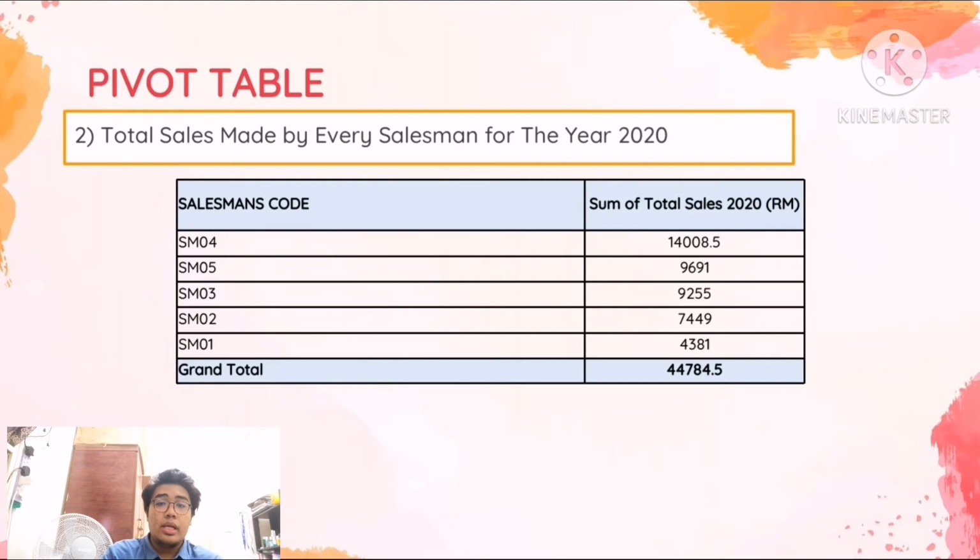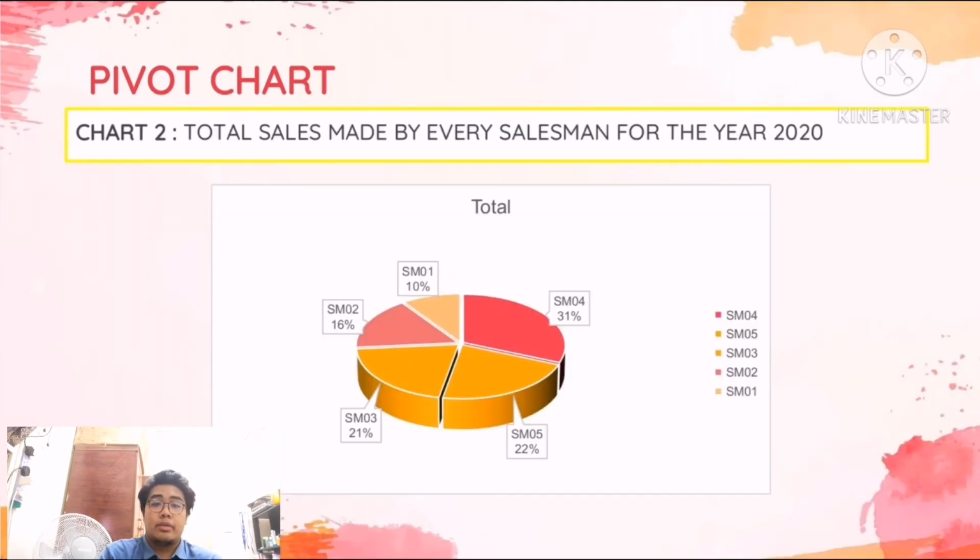The second pivot table is the total sales made by every salesman for the year 2020. The grand total for the sales made by every salesman for the year 2020 is 44,784 ringgit and 50 cents. As you can see in the pie chart below, salesman SM05 was the highest seller by 22% throughout the year, followed by SM04 31%, SM03 21%, SM02 16%, and lowest is SM01 10% only.